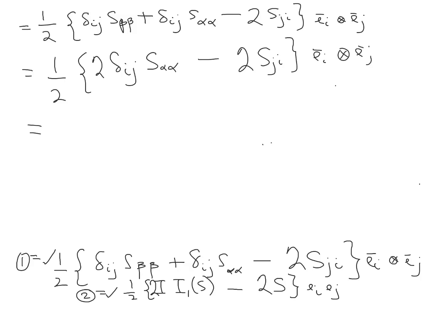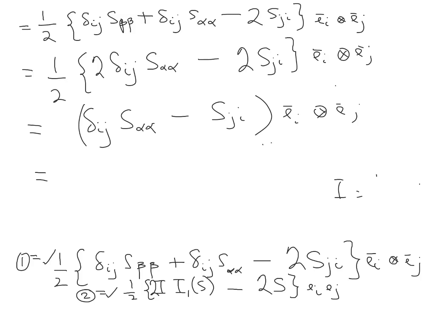And if we are going to write in the bold form, remember there's half outside. So this is the same as writing in bold form, you will see that your S_αα is the first invariant of S. Your Kronecker delta_ij is your identity tensor. If you remember, your identity tensor is Kronecker delta_ij e_i e_j. That's your identity tensor. So if you are going to rewrite this, this first term here is the identity tensor. This second term here is the trace of your tensor S, which is the first invariant.